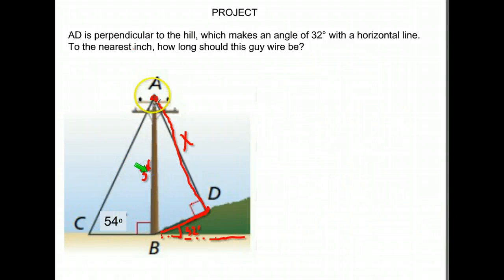Okay, so this is still 34. Notice again I have a right triangle here. Problem is I don't know the measure of any of the angles. I know an angle here, but not here.